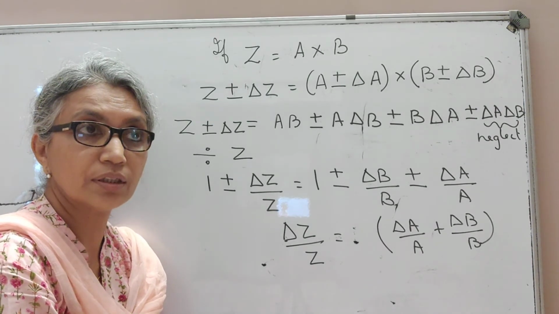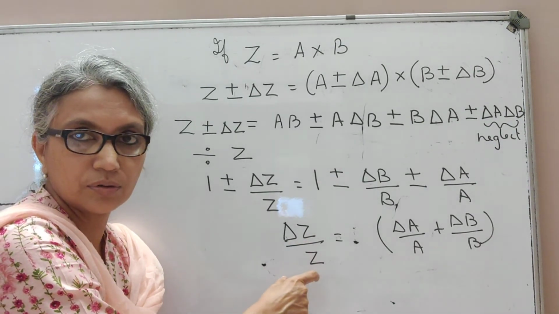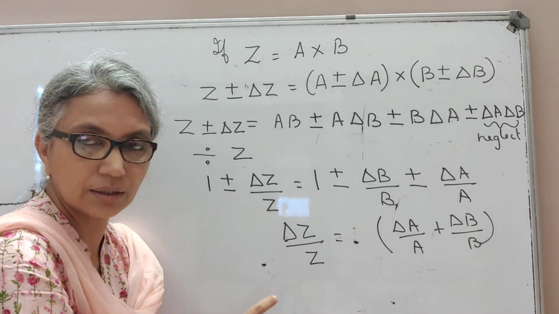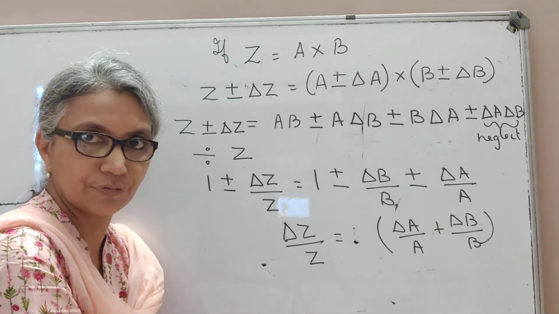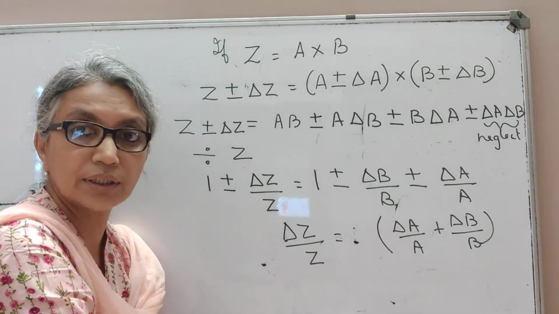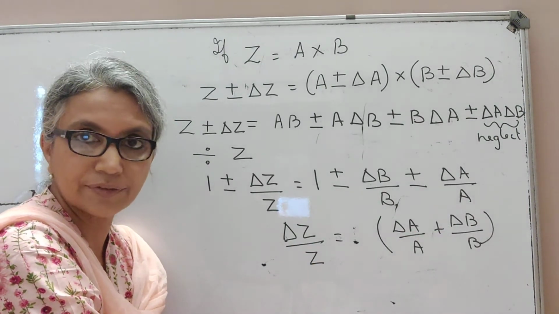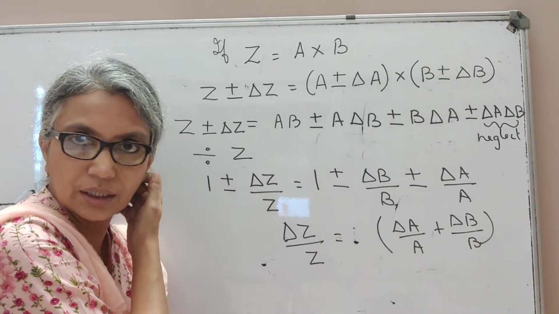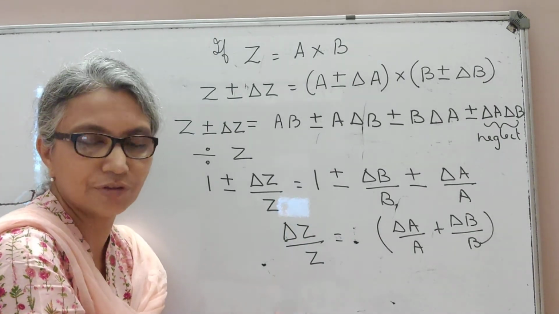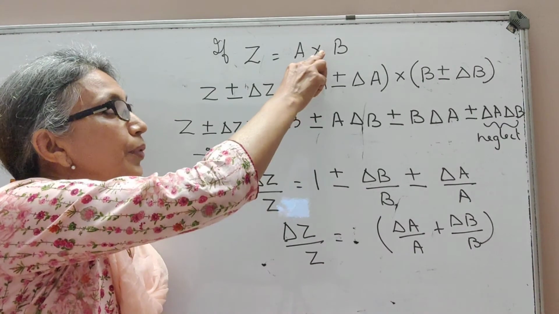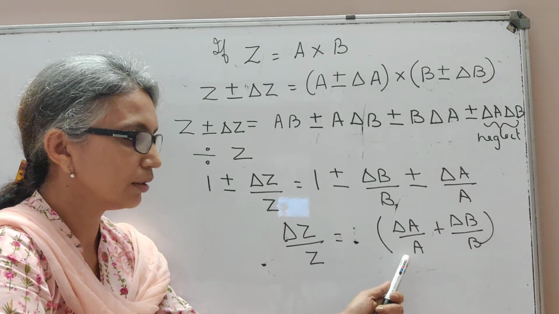Remember, relative error we defined as ratio of absolute error to the true value, A mean. So delta Z by Z is called the relative error in Z, that is a result. Delta A by A is called the relative error in reading A, and delta B by B is called the relative error in B, the reading that you've taken as B. So relative error in the final result will be the sum of relative errors in the individual readings if you're multiplying two values to get the final result, is it? Okay, so this is the third one.